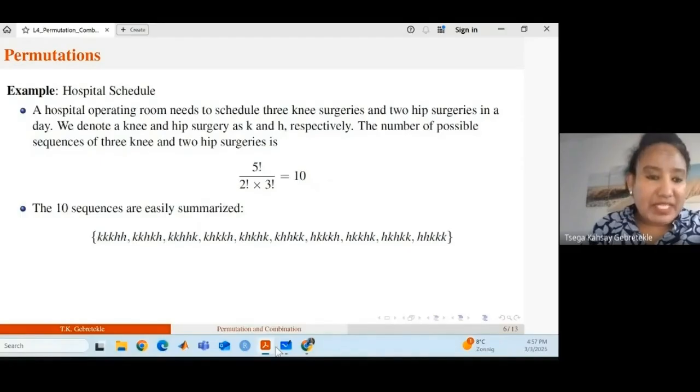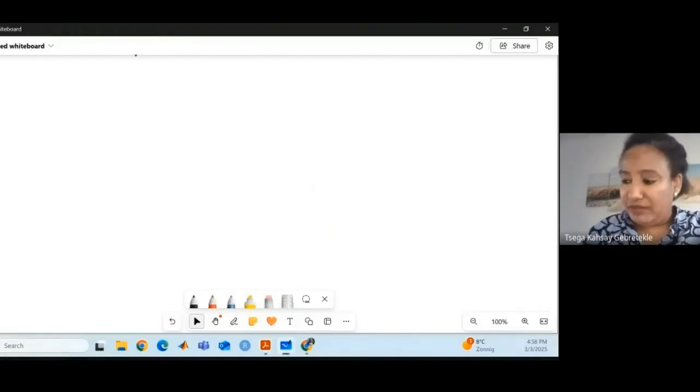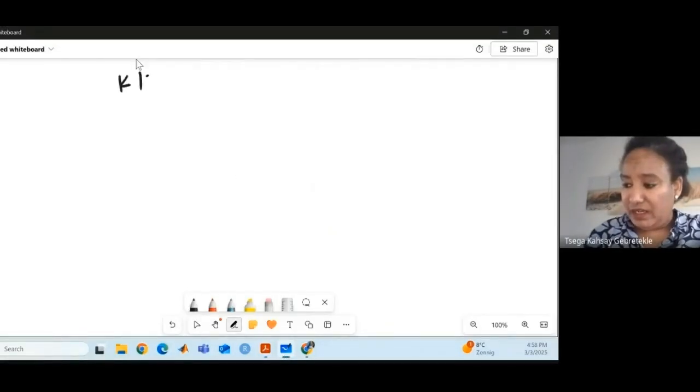The other example is a hospital schedule. A hospital operating room needs to schedule 3 knee surgeries and 2 hip surgeries in a day. We denote knee and hip surgeries as K and H, respectively. The number of possible sequences of 3 knee and 2 hip surgeries is as follows. We have knee, knee, knee, hip, hip.